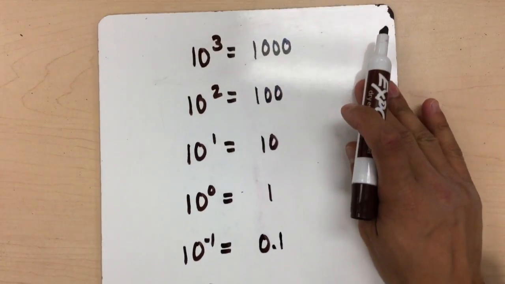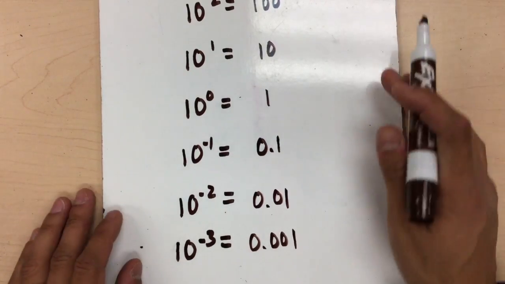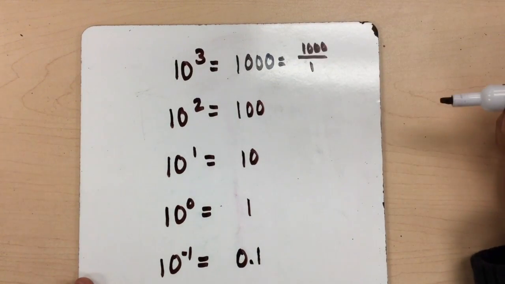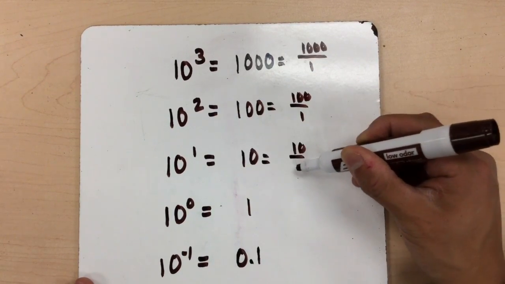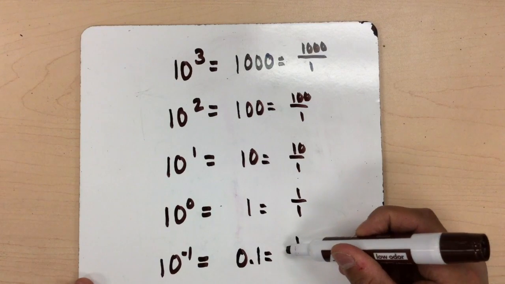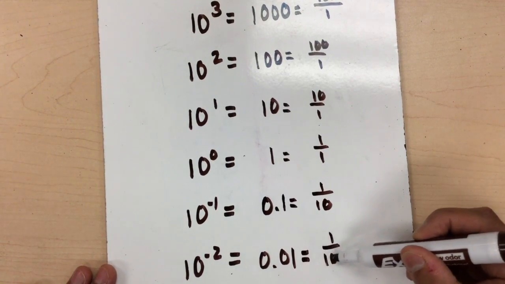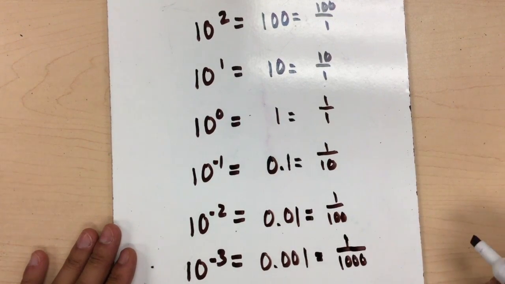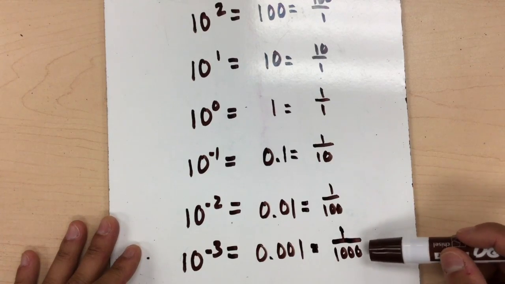I know that I can also write these as fractions. Remember, you can pause the video at any time to get the notes. I could write all of these as fractions as well. 1,000 could be written as 1,000 over 1. 100 could be written as 100 over 1. 10 could be written as 10 over 1. 1 could be 1 over 1. 0.1 could be written as 1 over 10. 0.01 could be written as 1 over 100. And 0.001 could be written as 1 over 1,000. Interesting.